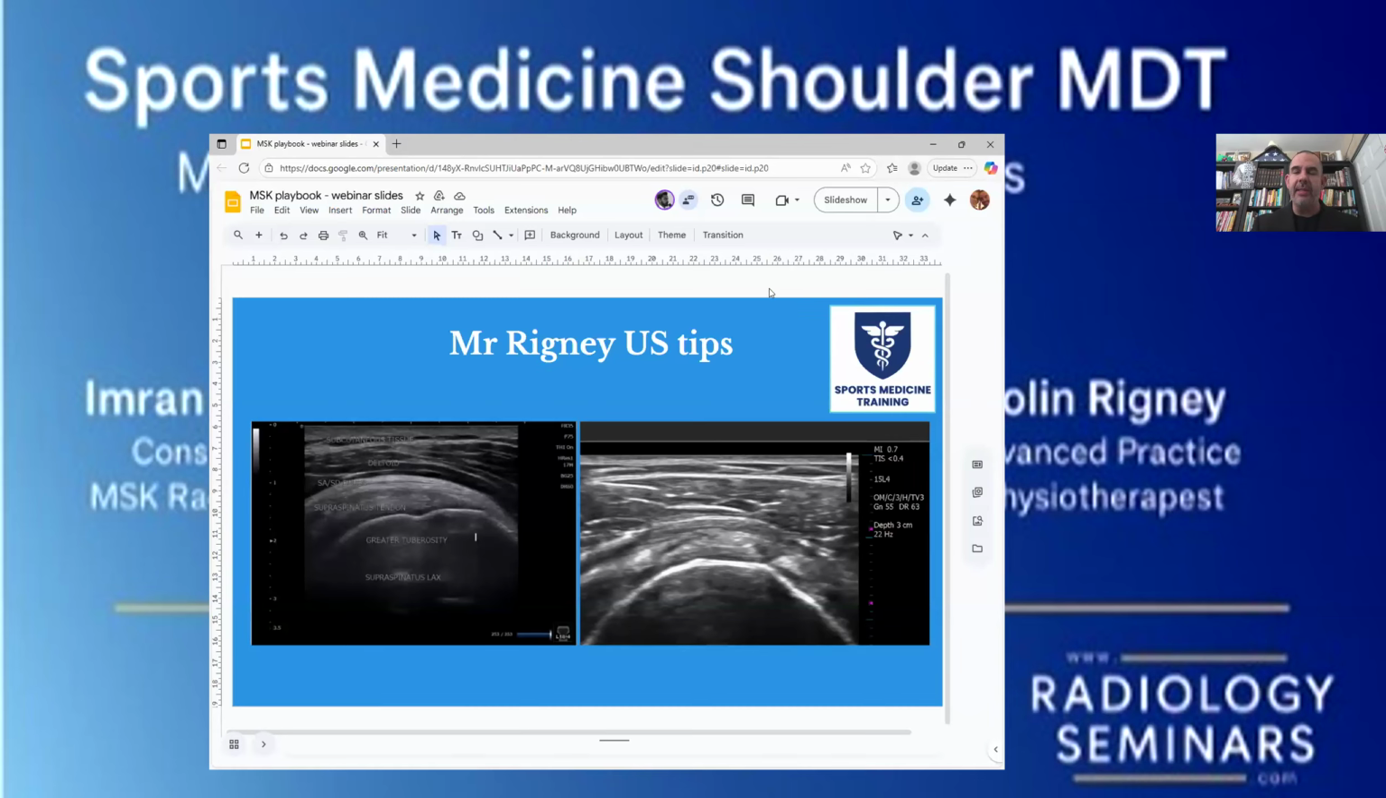Okay, and on the right side, we see what's called a short axis image. So it's a corresponding image just turned in the opposite direction. So we're looking at it transversely. Okay, this image on the right would be more analogous to a sagittal image on an MRI. And if you can see my cursor, this is the bicep tendon here.